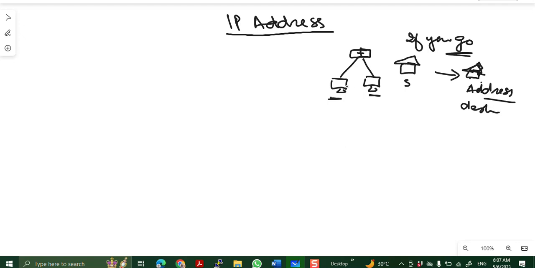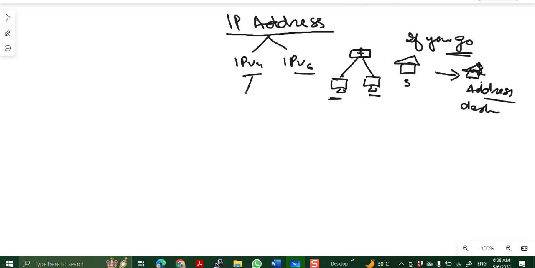Similarly, when you want to communicate between two devices in a network, then you must need an IP address. You must need an address, so that is an IP address. An IP address is basically a logical address that you are assigning to the device. There are two versions of IP address: IP version 4 and IP version 6. These two are the versions of IP addresses.